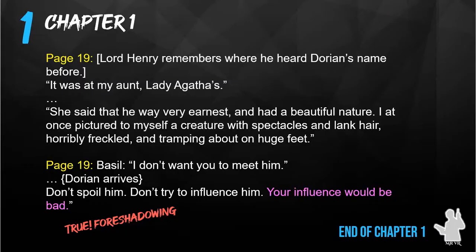Then at the end of the chapter, the butler announces that Dorian Gray has in fact arrived at Basil's studio, and Basil says to Lord Henry, almost like as a plea, don't spoil him, don't try to influence him, your influence would be bad. And that is true. Unfortunately, Lord Henry does spoil Dorian, he does influence him, and his influence is most certainly bad, as we'll see. So once I've read further in the novel, I can see that, well, that line is in fact pure foreshadowing. And that ends chapter 1 of The Picture of Dorian Gray.